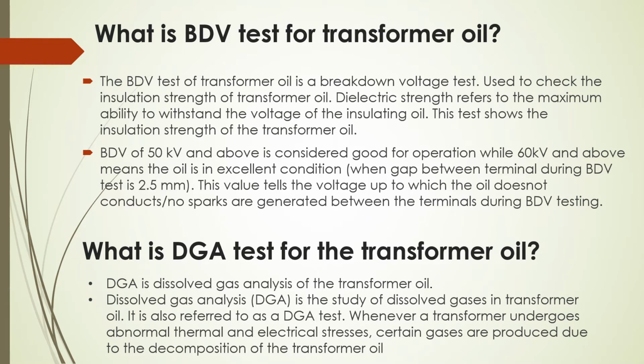What is BDV test for transformer oil? The BDV test of transformer oil is the breakdown voltage test used to check the insulation strength of transformer oil. Dielectric strength refers to the maximum ability to withstand the voltage of an insulating oil. This test shows the insulation strength of a transformer oil. BDV of 50 kV and above is considered good for operation, while 60 kV and above means the oil is in excellent condition.